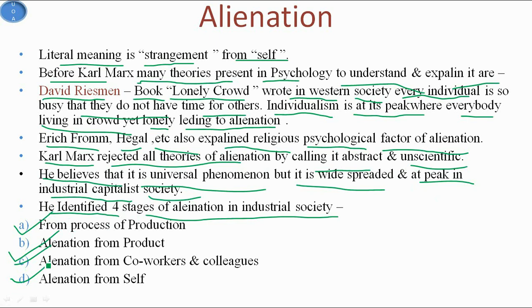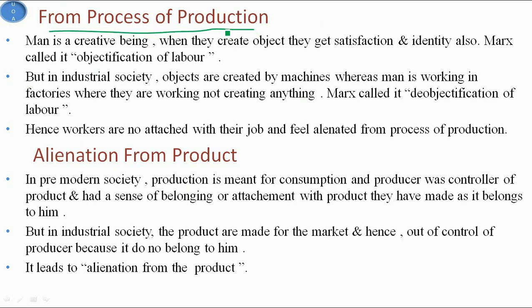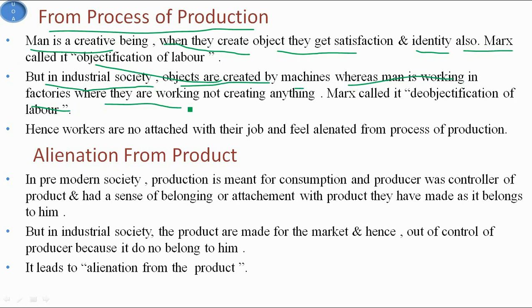Now, the first point, that is alienation from the process of production. Man is a creating being, and when they create an object, they get satisfaction and identity. Marx called it the objectification of labor. But in industrial society, objects are created by machines, whereas man is working in factories and not creating anything. Hence the workers are not attached to their jobs and feel alienated from the process of production. Sorry for the spelling mistakes.